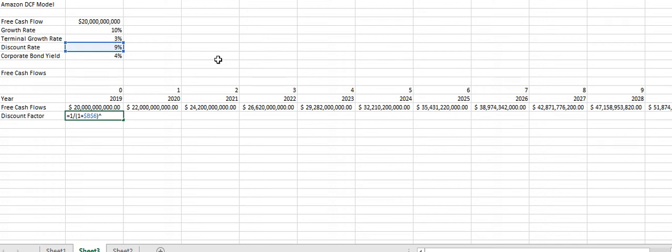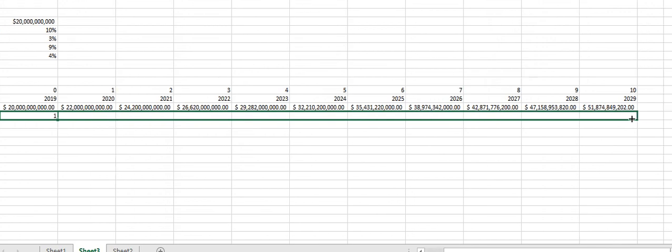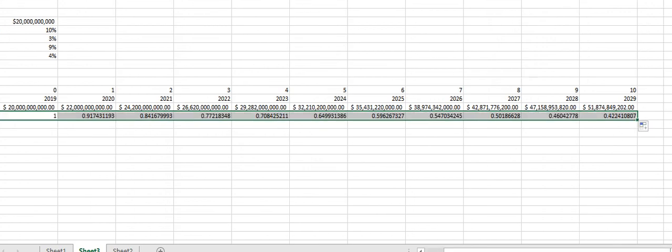And then you've got to discount it back to the present, so we're going to take the number of years and make that an exponent. In this case, that's going to be 0. So today, those free cash flows haven't been discounted. So 20 billion today is worth 20 billion right now. That doesn't change. And then we're going to pull this out to year 2029 to get the discount rate. You can see there, we're going to make those percentages.